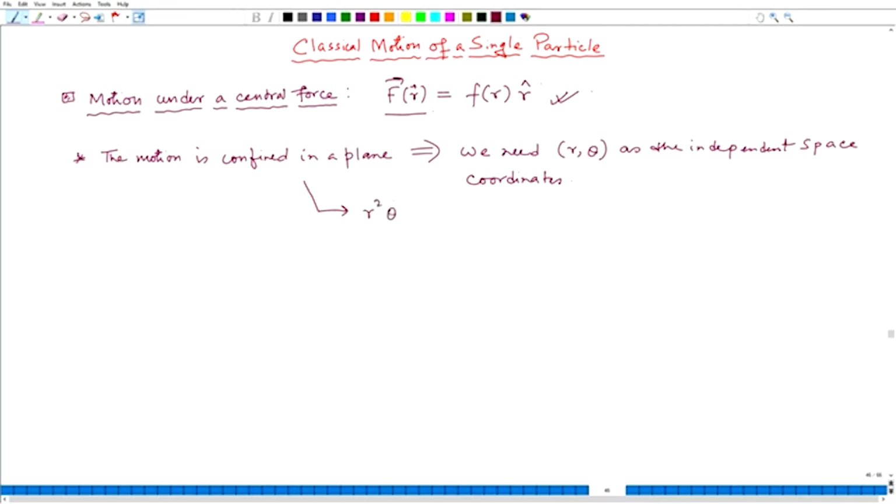We also said that r square theta dot is h, which is the angular momentum magnitude per unit mass, and this is constant, and that is why we actually can get rid of the theta dot as well from the equations of dynamics, and finally the equation of dynamics becomes effectively one dimensional.